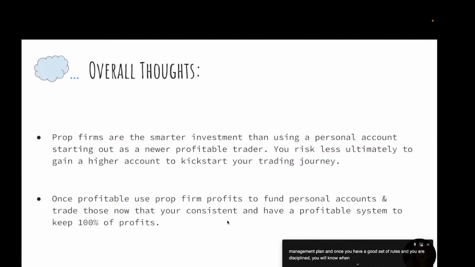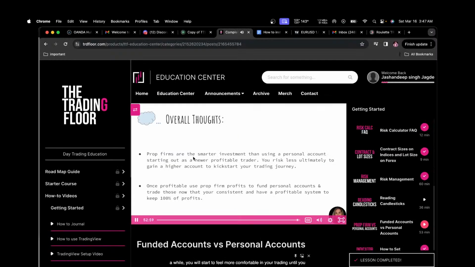You will know when you are disciplined because you have now been profitable for a while. You will start to feel more comfortable in your trading. Until you get to that point, you have no business trading high capital personal accounts. You will only get yourself in trouble. So please, please proceed with caution when you are going to fund these personal accounts.